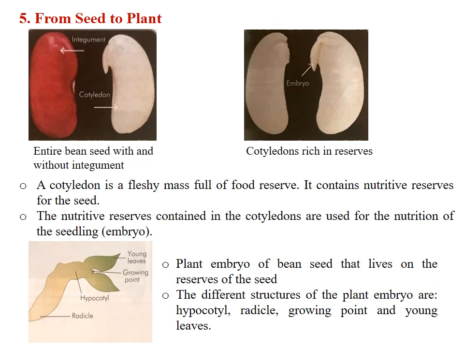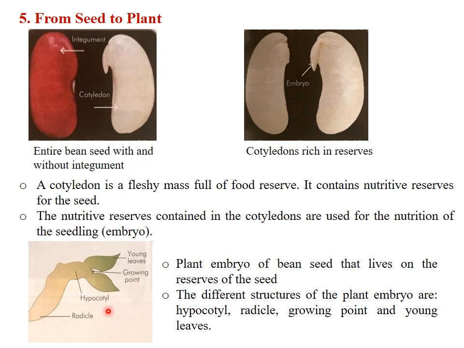Now, let us see how a seed changes to a plant. If we look at the first document on the left, we can see an entire bean seed with and without integument. And in the document on the right, we can see cotyledons rich in reserves. What is a cotyledon? A cotyledon is a fleshy mass full of food reserve. It contains nutritive reserves for the seed, and the nutritive reserves contained in the cotyledons are used for the nutrition of the seedling, it means of the embryo.